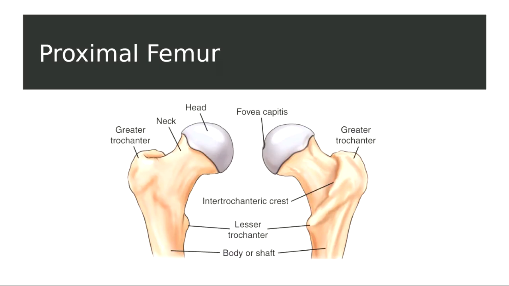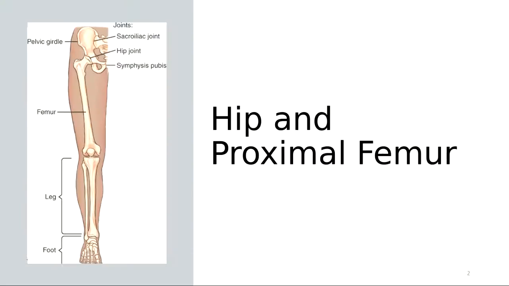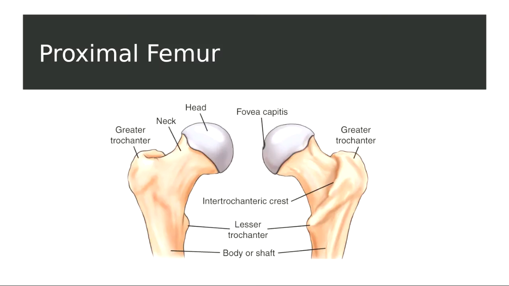When we look at the proximal femur, this is found on page 264. You can see you have the femoral head on both of these. This is a posterior view of the femur. This is an anterior view. The femoral head sits in the acetabulum of the pelvis. If we go back for a second and look right in here, that little cup-shaped depression in the pelvis is called the acetabulum, and that's where the head of the femur sits to form the hip joint.